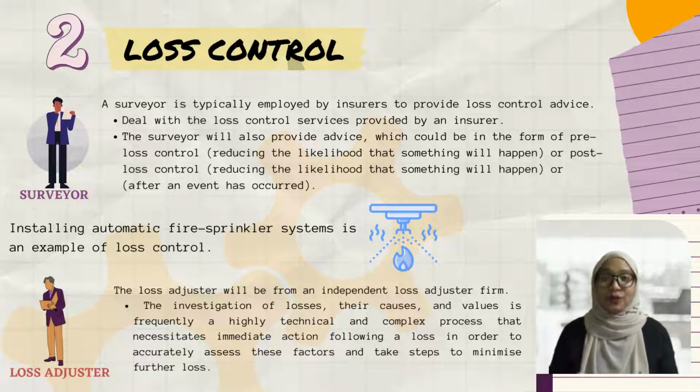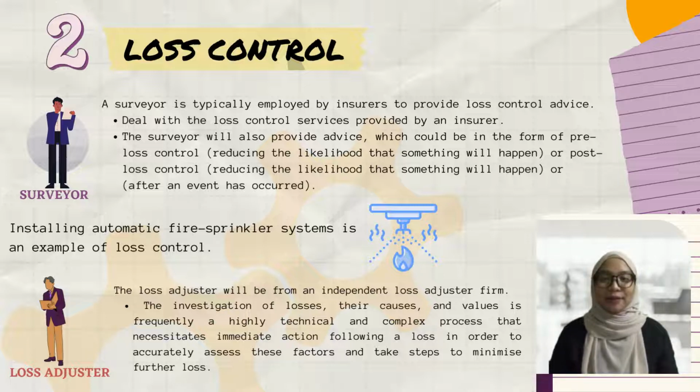In doing so, the surveyor will also provide advice, which could be in the form of pre-loss control, which is reducing the likelihood that something will happen, or post-loss control, which is reducing the loss after an event has occurred.